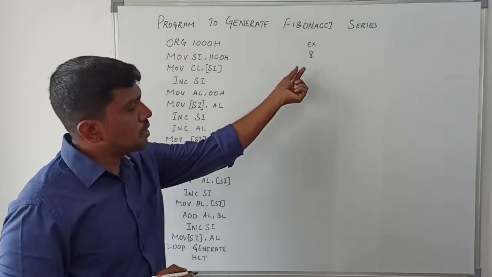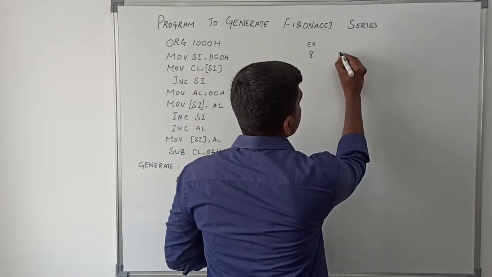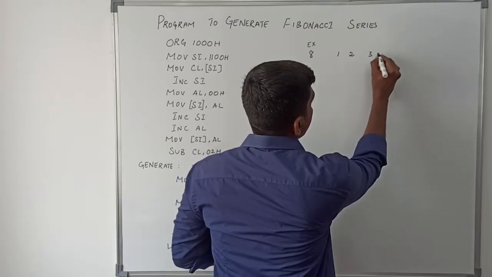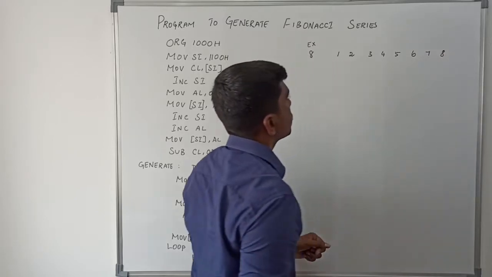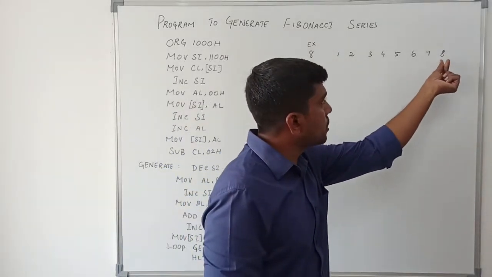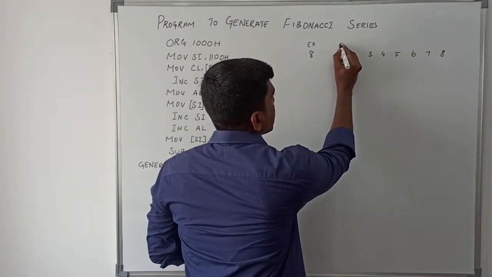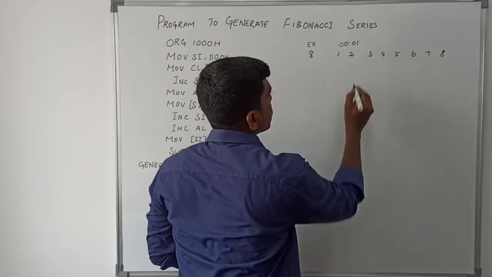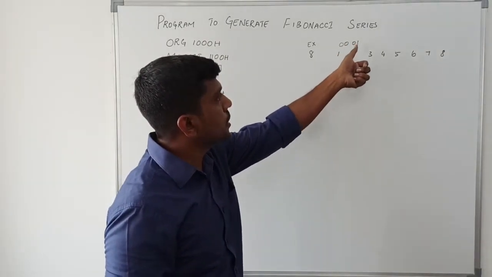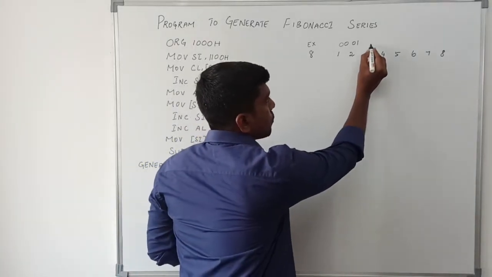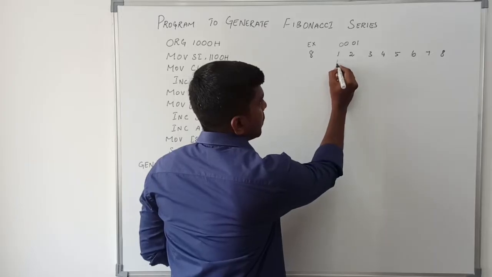What is the Fibonacci series of 8? First I write the series 1, 2, 3, 4, 5, 6, 7, 8. So you find the Fibonacci series of 8. First you assign the first and second series numbers. The first number you consider 00, the second one 01. What is the result for 3? It's very easy to calculate.